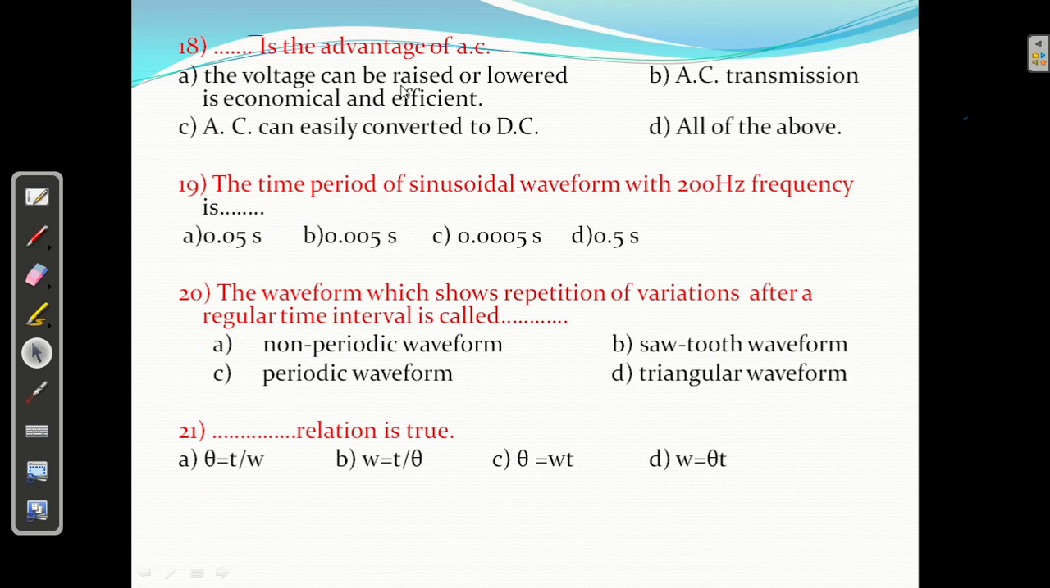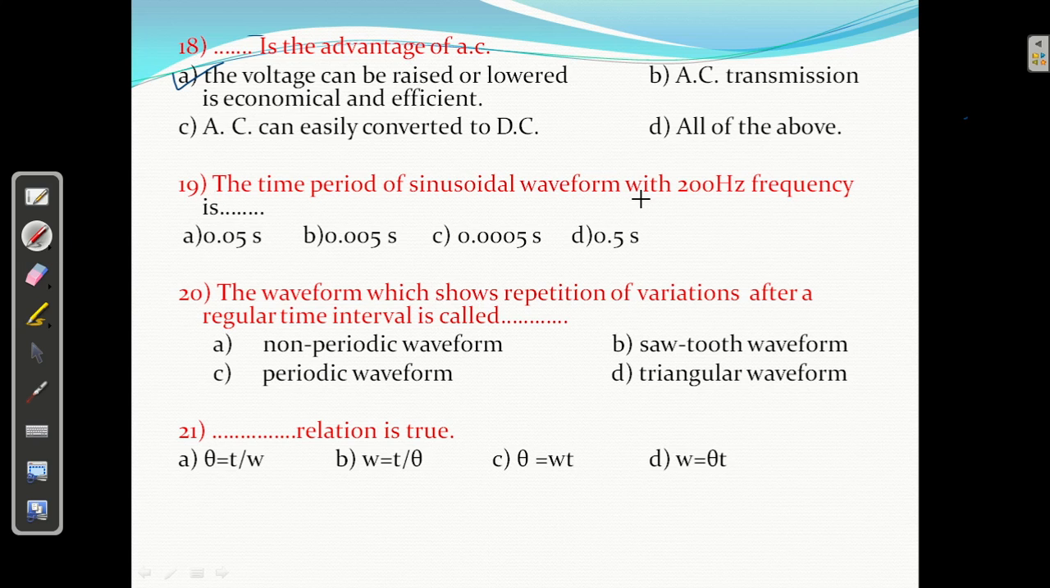The voltage can be raised or lowered is the advantage of AC. What is the advantage of AC? Yes, you can raise or decrease the voltage with the help of transformer. So the voltage can be raised or lowered, economical and efficient. That is the advantage of AC.